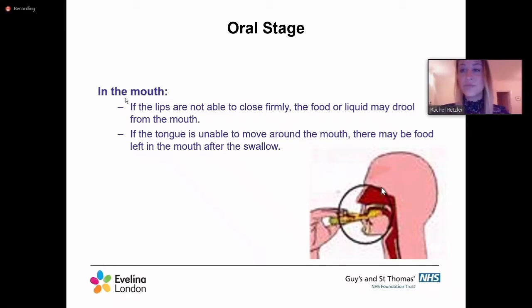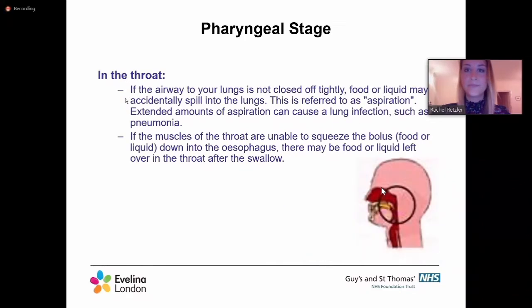If the tongue is unable to move around the mouth and have good range of motion and strength, a child may have difficulties with their biting and chewing. Think about how difficult it would be to eat and swallow and even drink if you weren't able to close your lips or move your tongue around your mouth for swallowing and chewing.